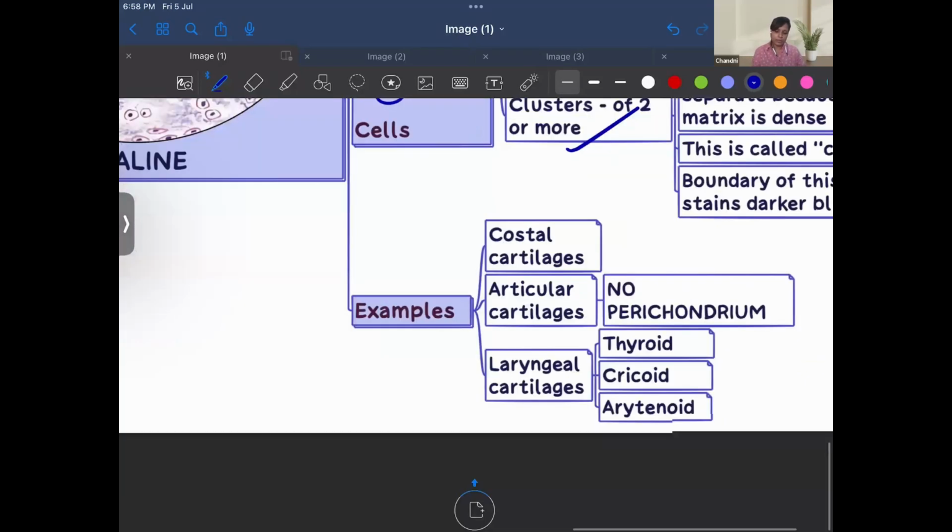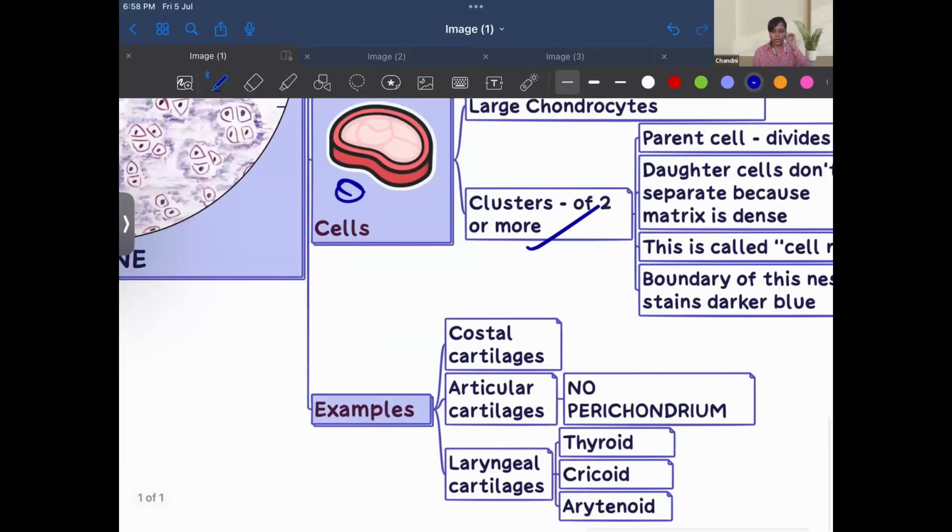Now, what are the examples? This is very, very costal cartilages. What is costal cartilages? You have the central bone of the chest. It's also called the breastbone. It's called the sternum. And to that, you have the ribs that come and attach. Just before it attaches, a small part of it is cartilage. The rest of it is bone, flat bone, but a small part of it is cartilage. And those costal cartilages are made up of hyaline cartilage.